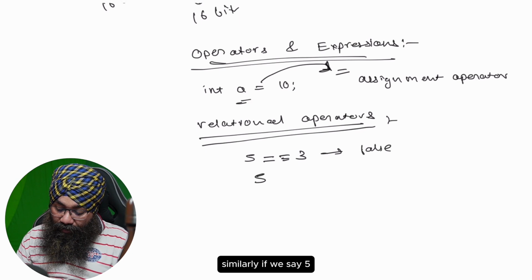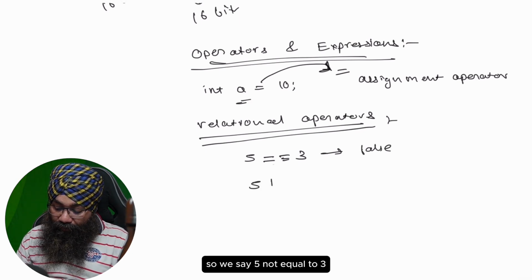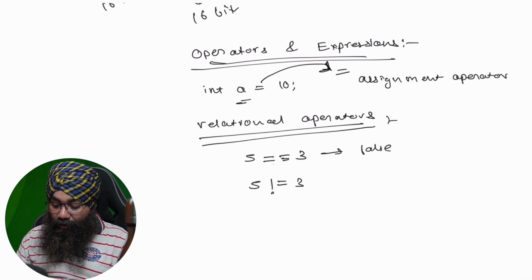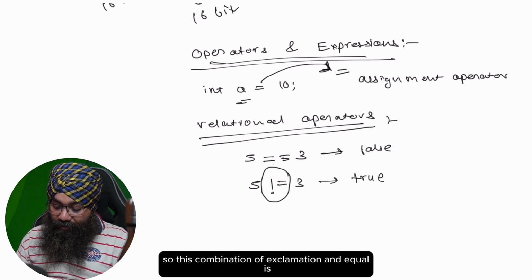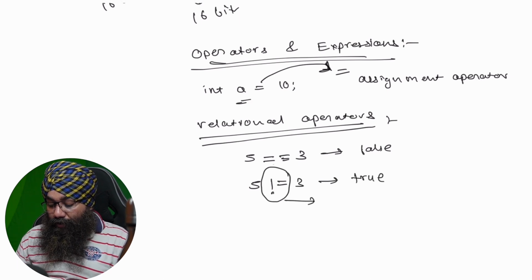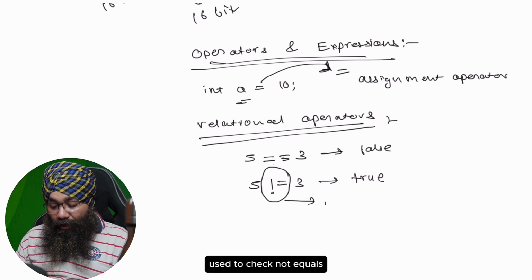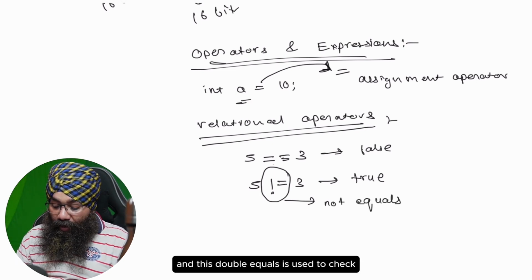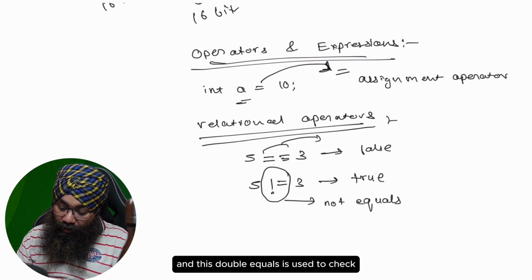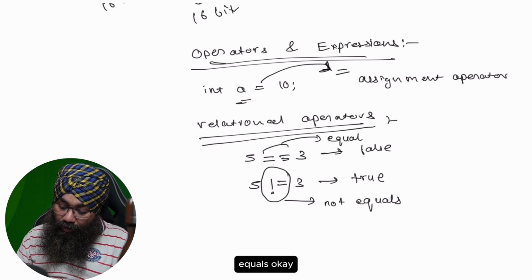Similarly, if we say 5 != 3, this will give true. So this combination of exclamation and equal is used to check not equals, and this double equals is used to check equals. Okay.